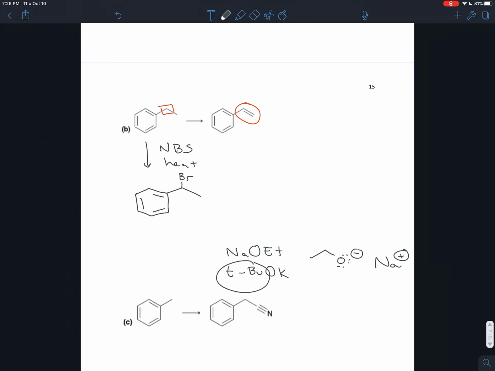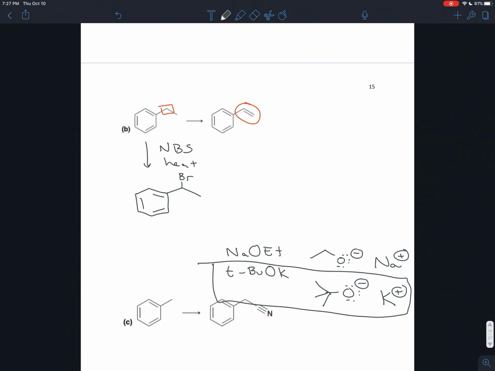And this one is potassium tert-butoxide. The t-Bu is referring to the fact that you have a tert-butyl group that's bonded to an oxygen. Here we have another ionic bond between a nonmetal, the oxygen, which takes the electrons, and the metal, which loses the electrons. And so either of these would function as good bases here.